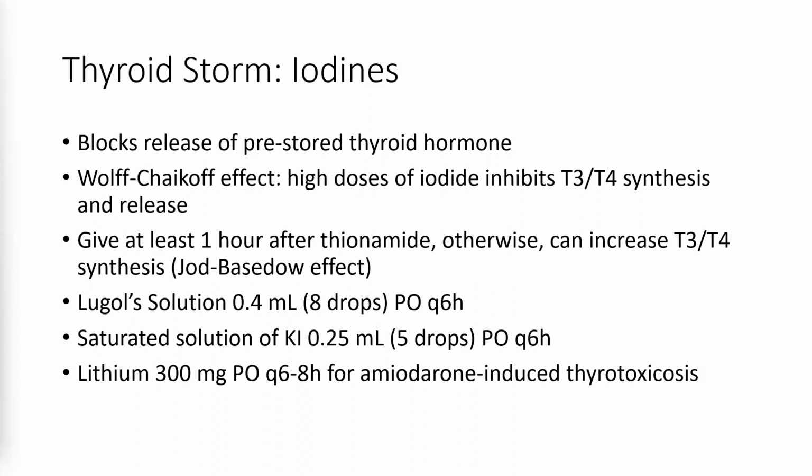The next medication we can do is iodines. And what iodines does is it blocks the release of pre-stored thyroid hormone. So it goes even farther up the chain there and prevents thyroid hormone from even being released. The Wolff-Chaikoff effect is basically what happens when high doses of iodide inhibit the T3 and T4 synthesis and release.